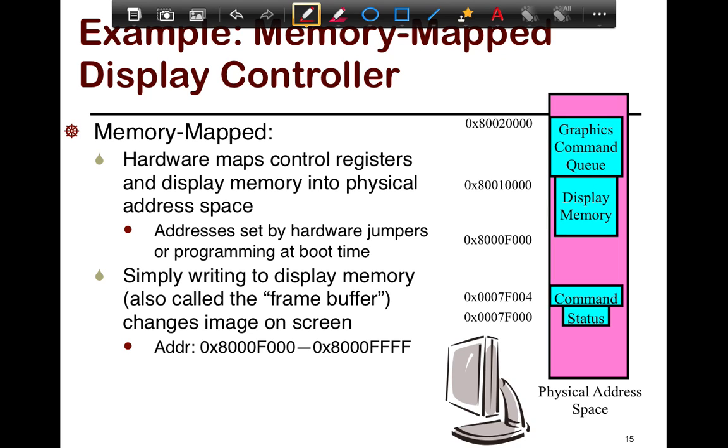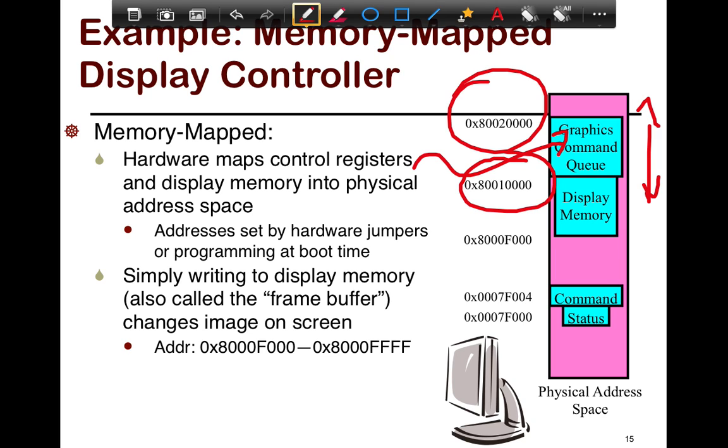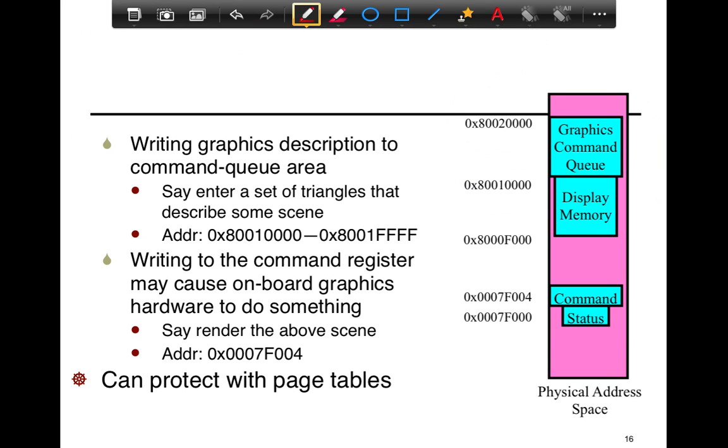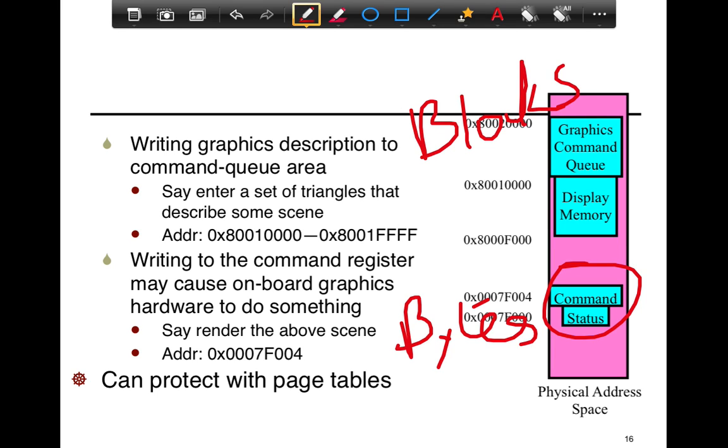In this case, we've mapped, for example, the command queue between 10,000 and 20,000. So anytime an access happens to this address range or this pointer, it gets forwarded to the graphics command queue. And writing to the command register itself may cause the hardware to do something such as rendering. There may be certain specific flags, so these may be addressed with bytes, while these may be addressed with blocks. Once it's mapped into memory, the data structure that you try to use depends on the hardware, on what interface it's exporting and what the software does.